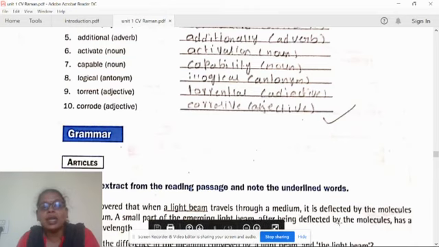So these are some ways of changing the parts of speech of a given word by adding suffixes and prefixes.